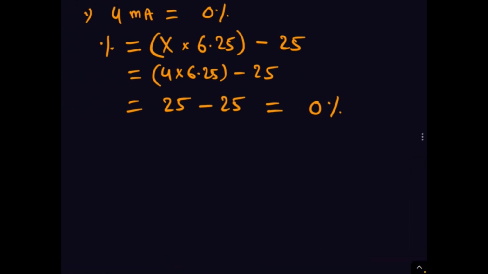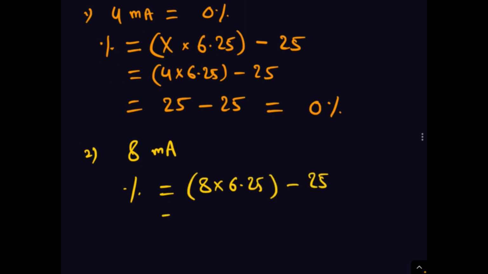Fine. Second, 8 milliamp. So same formula, percentage is equal to 8 multiplied by 6.25 minus 25. So that is equal to 8 into 6.25, which is 50, 50 minus 25. So that is equal to 25%. So 8 milliamp is equal to how much? 25%.